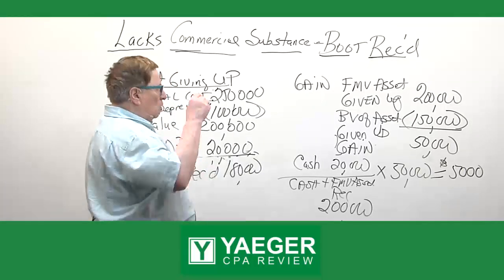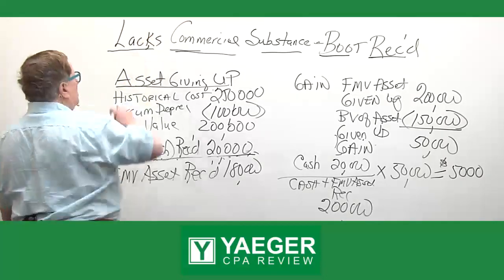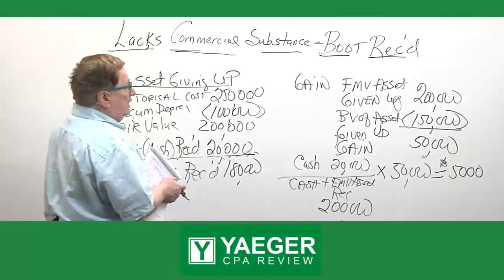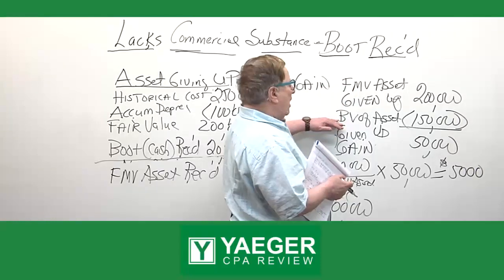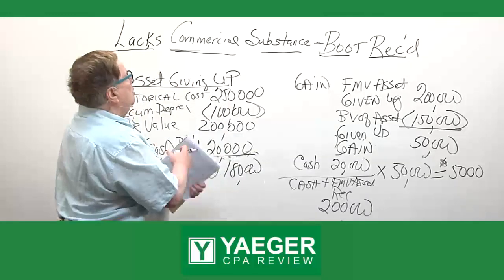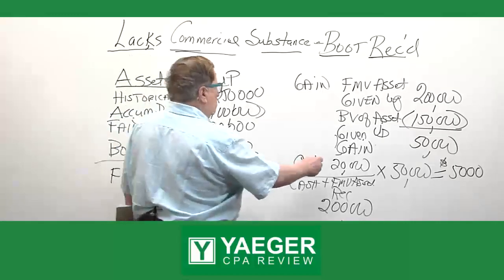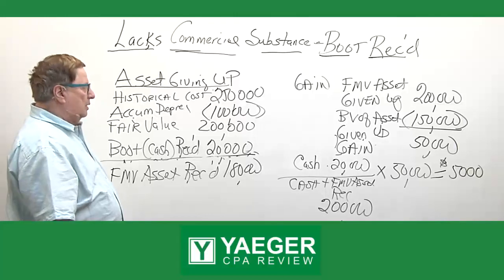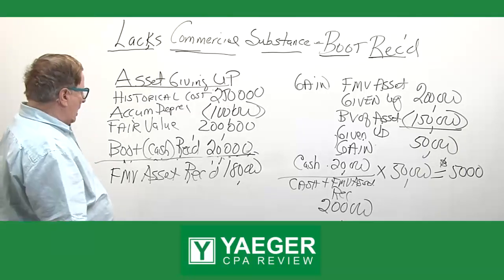Please remember that. The recognized gain is $5,000. Now, you only do this proration when it lacks commercial substance and they receive boot. But notice, we calculate the gain, not recognize the gain, fair market value of asset given up, less book value of asset given up. That gives us the gain. To determine how much that gain is recognized, because it's boot received, you do a proration of the boot received to the total of the cash plus the fair market value of the asset received times the gain, and that would be the recognized gain.